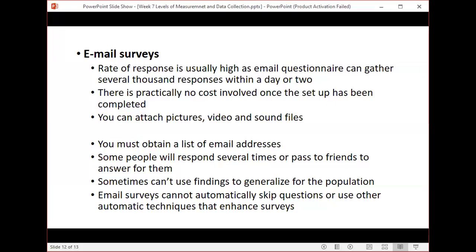The problem now is you need to obtain a list of email addresses. And you know how email addresses are: the hyphens, the dots, the capital letters.